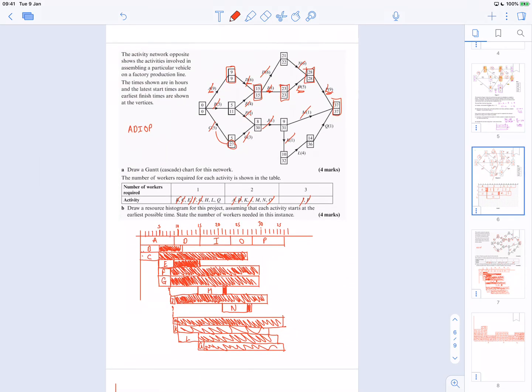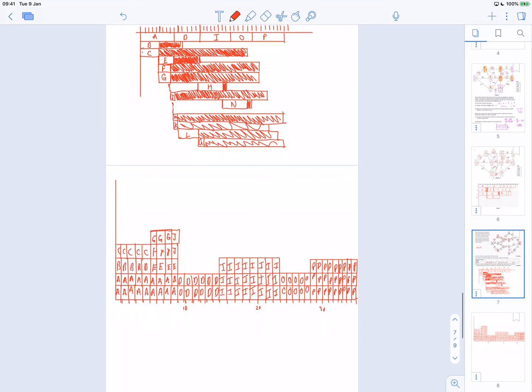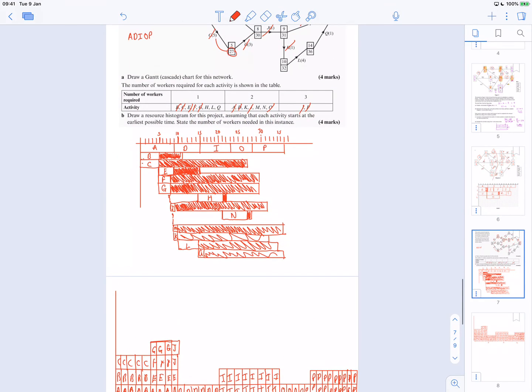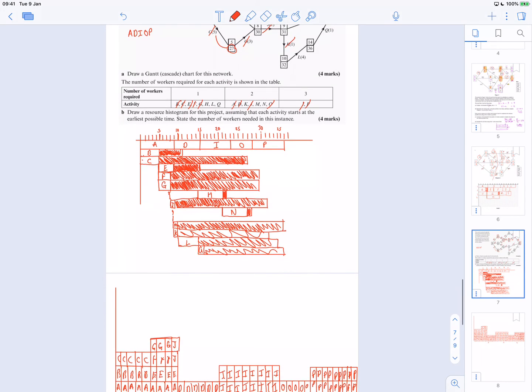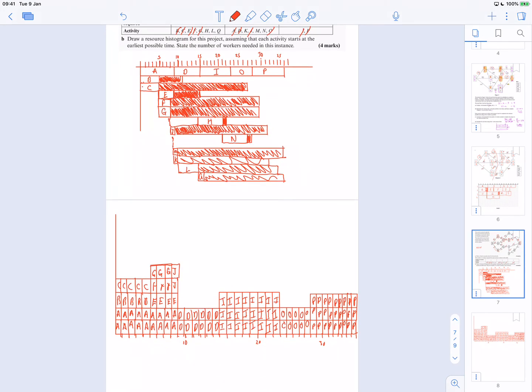Okay, what else have I got to do? M and K. So M will start at 9 and so will K. So M was 2 and K was 2. So I'm going to need 2 there.